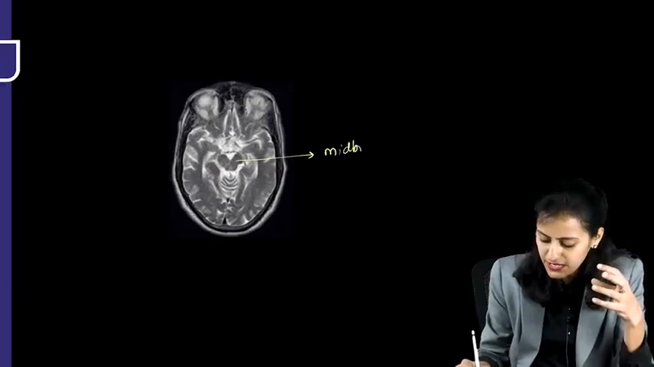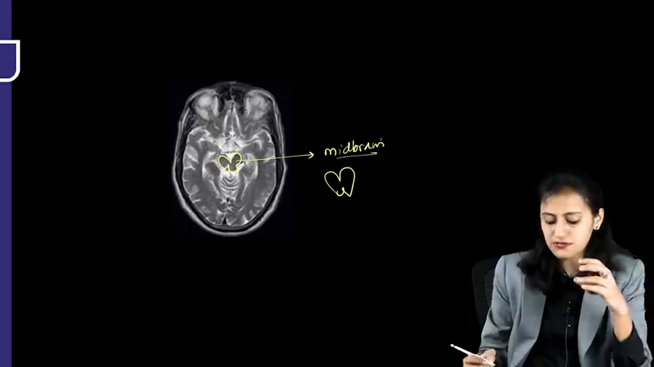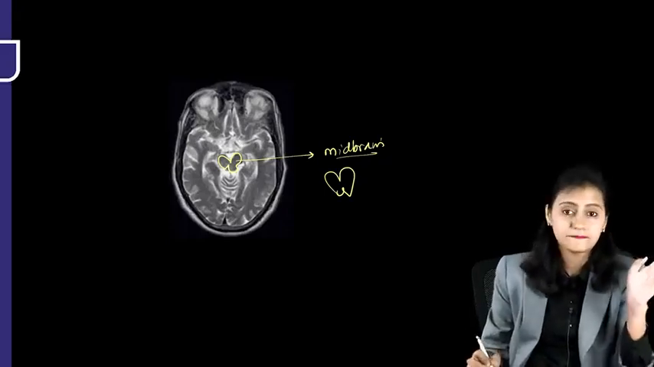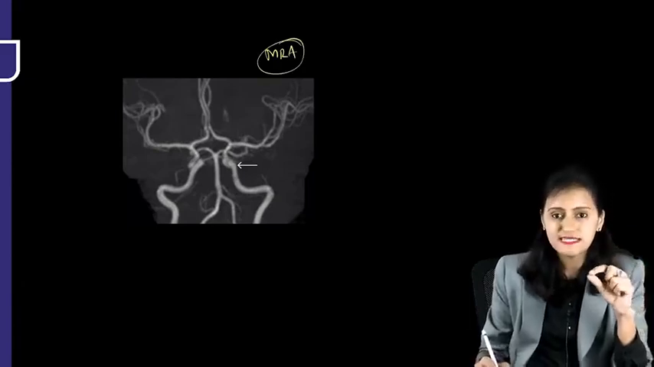This is the midbrain on this MRI brain. Midbrain has this heart shape or the Mickey Mouse shape that we are seeing there. Okay. Next one, in this MR angio, what is the labeled vessel here?